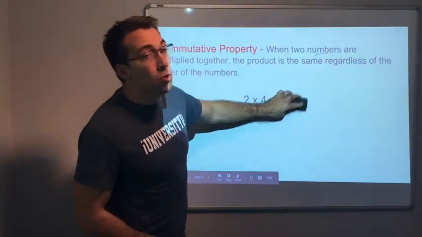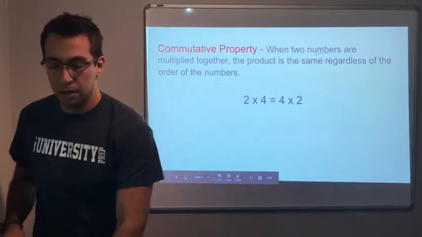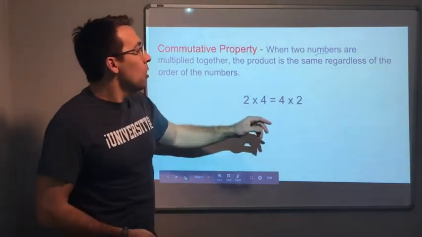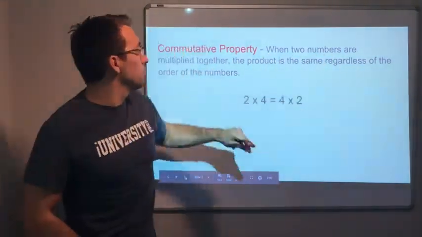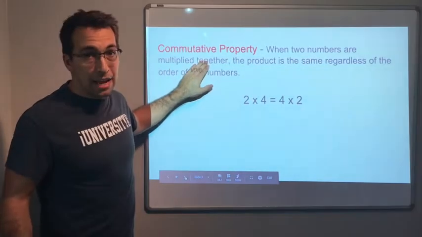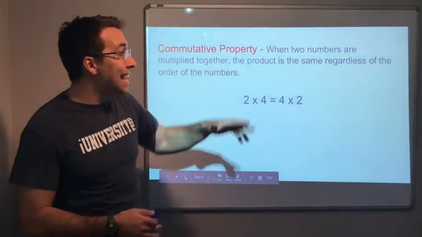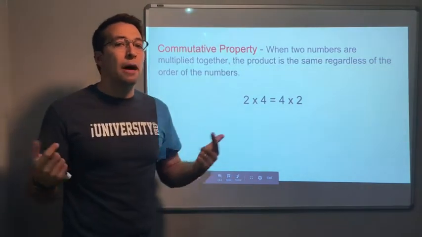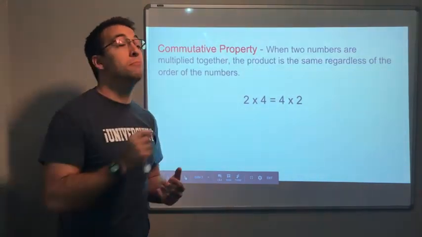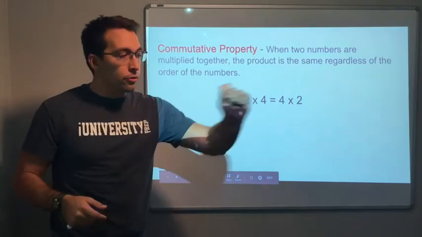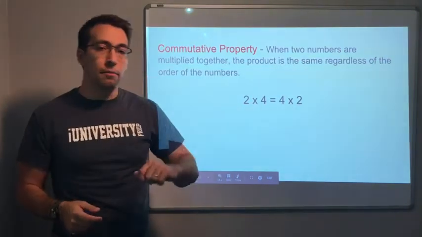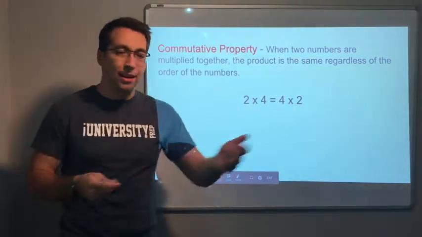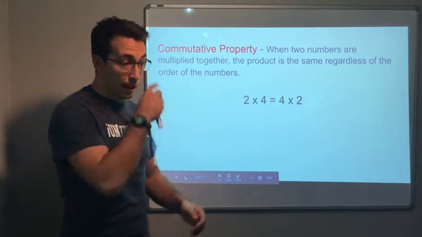Next is the commutative property, okay? The commutative property: when two numbers are multiplied together, the product is the same regardless of the order of the numbers. So commutative, think about maybe some of you have parents that commute to work. They go to work, they come back, they go to work, they come back. It's the same route, right?